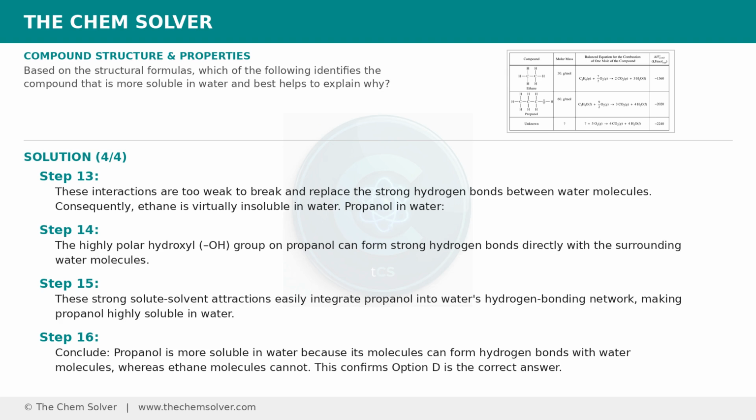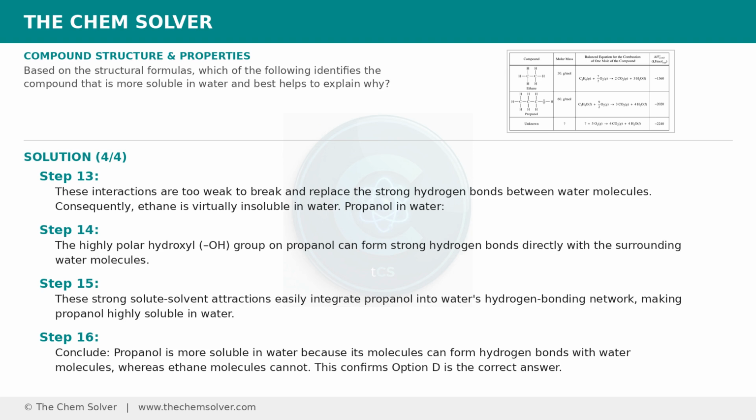Propanol in water. The highly polar hydroxyl, OH, group on propanol can form strong hydrogen bonds directly with the surrounding water molecules. These strong solute-solvent attractions easily integrate propanol into water's hydrogen bonding network, making propanol highly soluble in water.